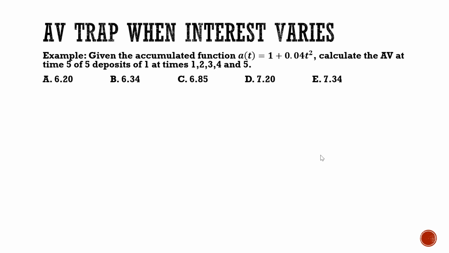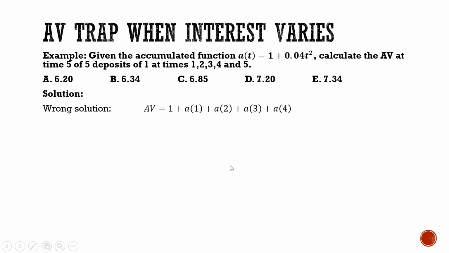Many people will get this one wrong. Some people will approach this problem using accumulated value as a1 plus a2 plus a3 plus a4 plus 1. This is completely wrong because the first $1 is deposited at time 1, not time 0. The second $1 is deposited at time 2, not at time 0. So you cannot use these formulas.